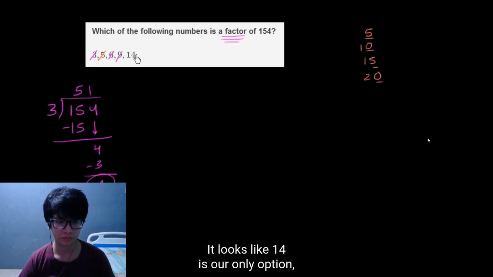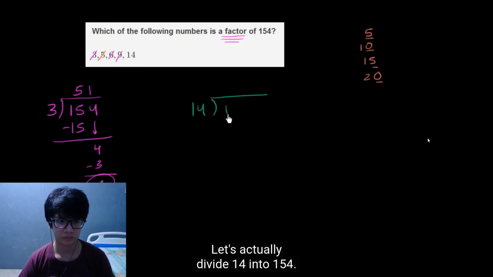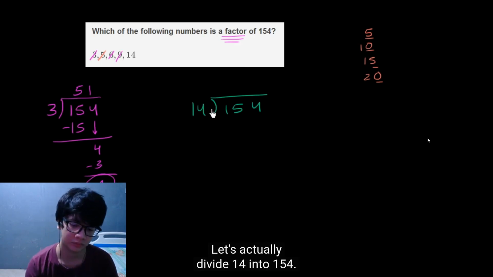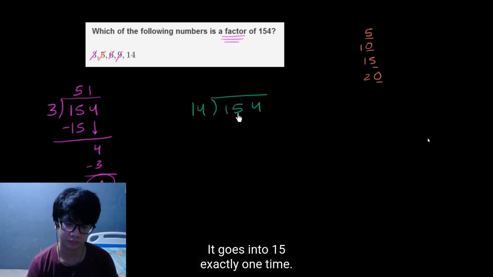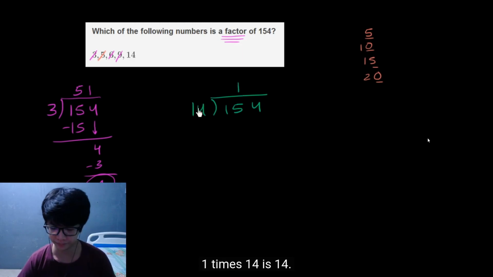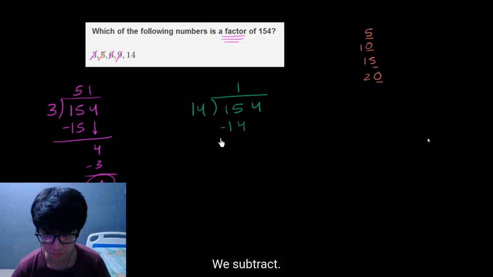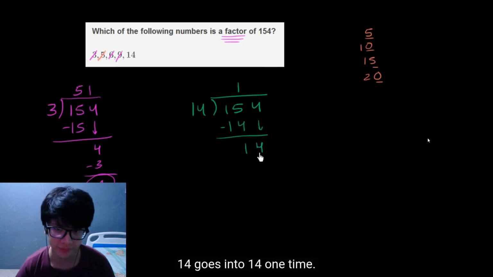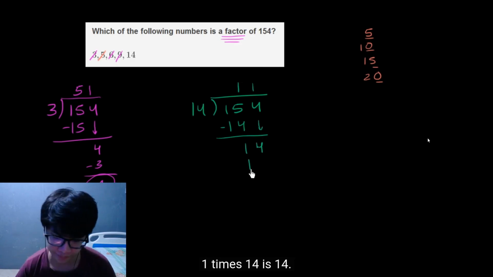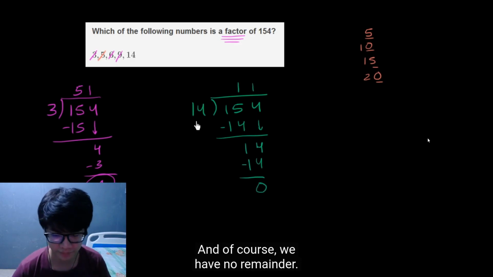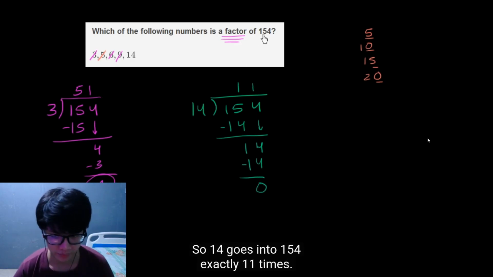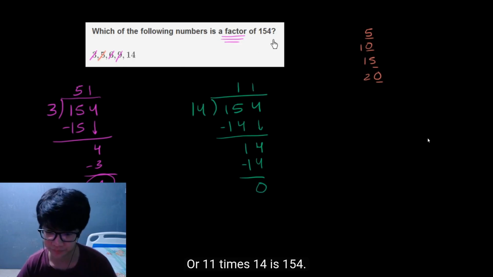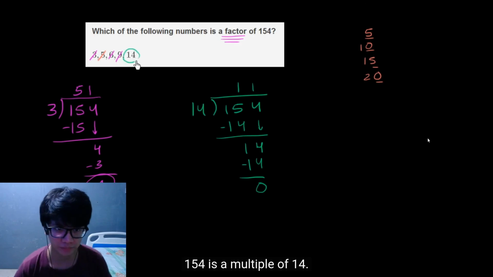It looks like 14 is our only option, but let's actually verify it. Let's divide 14 into 154. 14 doesn't go into 1. It goes into 15 exactly one time. 1 times 14 is 14. We subtract. We get 1. Bring down the 4. 14 goes into 14 one time. 1 times 14 is 14. And, of course, we have no remainder. So 14 goes into 154 exactly 11 times, or 11 times 14 is 154. 154 is a multiple of 14.